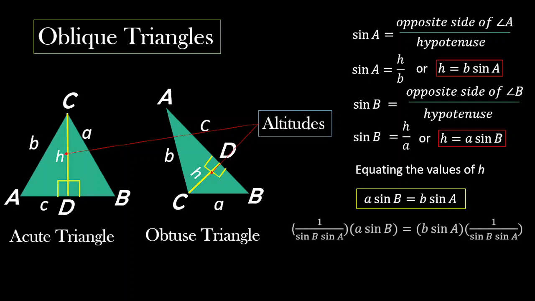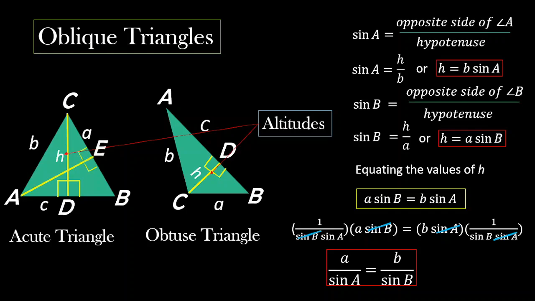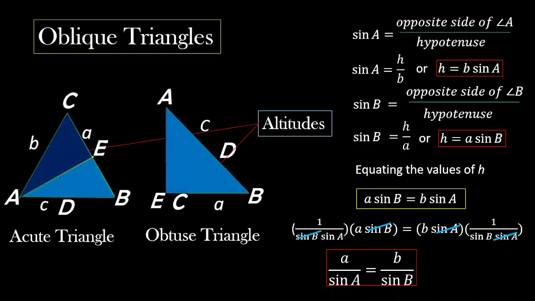Multiply both sides of the equation by 1 over sine B times sine A. It gives the result of a over sine A is equal to b over sine B. We create another altitude that starts from the vertex of angle A and have another set of right triangles. We have right triangle CAE and right triangle BAE. Doing the same process of calculations, we can prove that b over sine B is also equal to c over sine C.